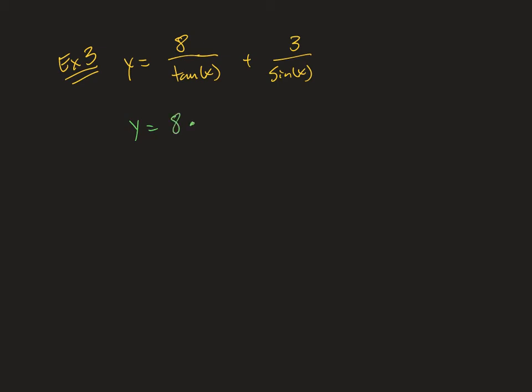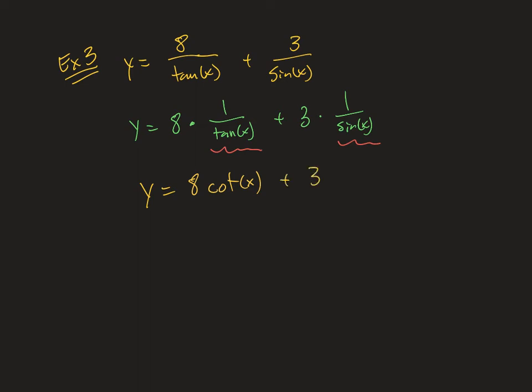This is really the product of 8 and 1 over the tangent of x. And 3 over sine of x is really 3 times 1 over the sine of x. And these are just part of our identities. So I can rewrite this formula. I still haven't done any calculus yet, but I can rewrite the formula as 8 times the cotangent of x, because 1 over the tangent of x is the cotangent of x, plus 3 times the cosecant of x, CSC of x, because 1 over the sine of x is really cosecant of x.